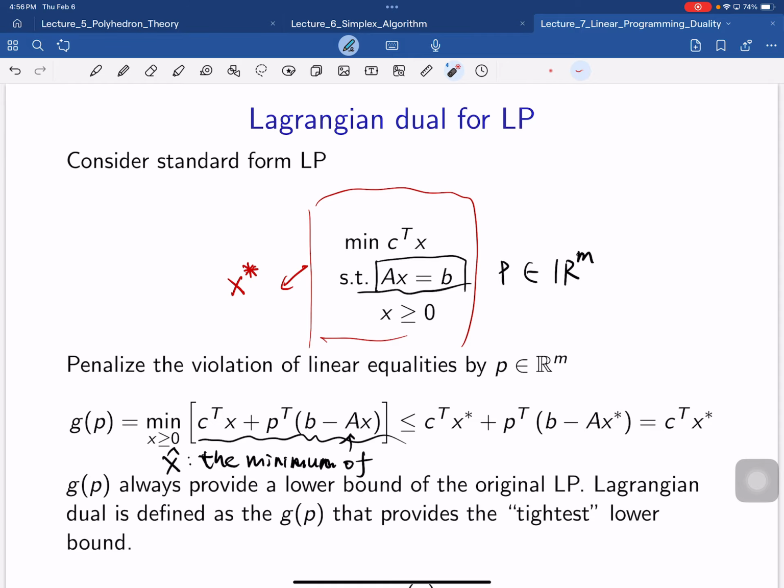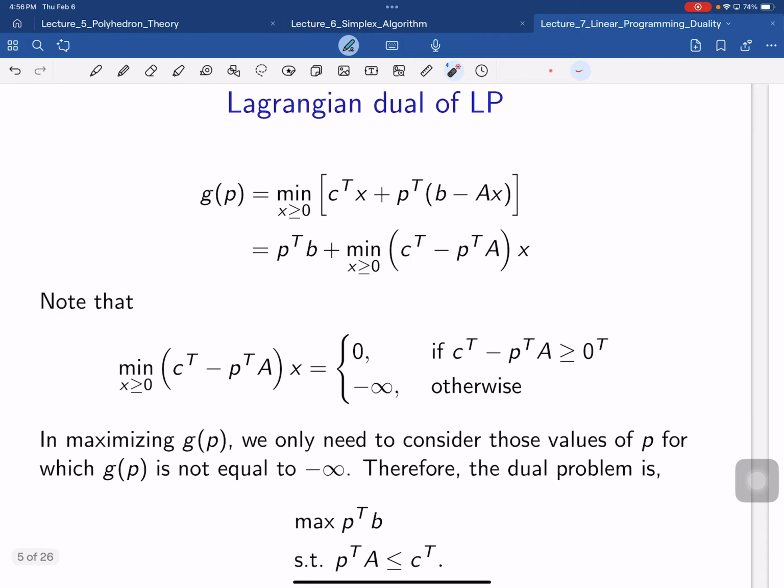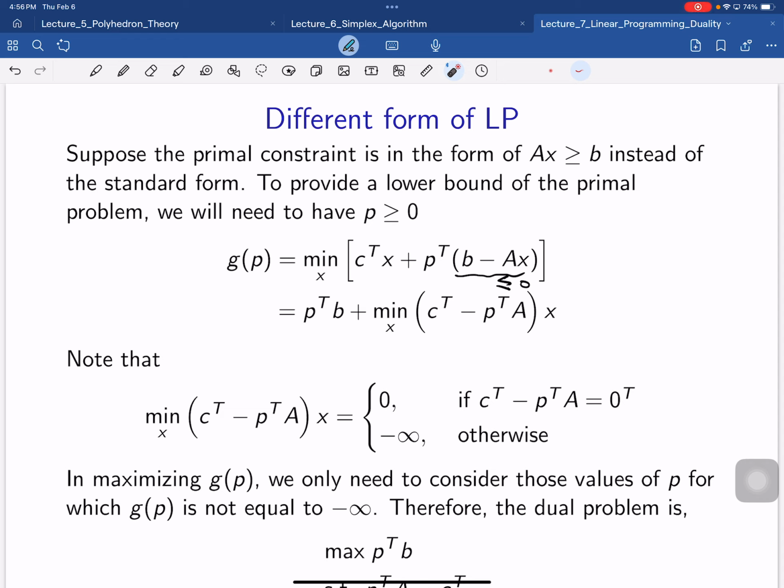And if you want to show, use the same argument, we have to make sure that this whole thing is less than or equal to 0 in order for the lower bound argument to hold. So therefore we need to pick p to be greater than or equal to 0. And similarly, if you have a less than or equal to constraint here, then you need p to be less than or equal to 0. So that's the rationale why we need to restrict the signs of those Lagrangian multipliers, so that when you multiply with this constraint, which is less than or equal to 0, it provides you a lower bound.